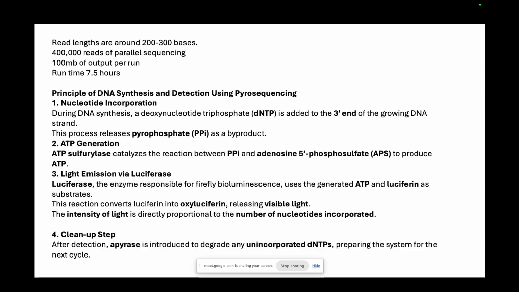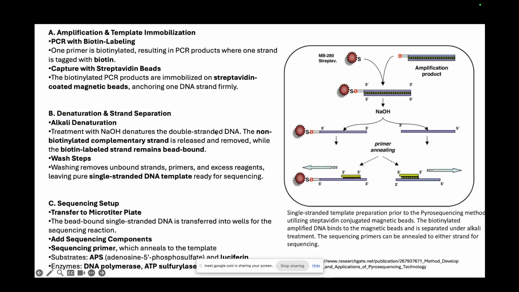So the idea is that you add a nucleotide, it releases pyrophosphate, and this pyrophosphate combines with another compound to form ATP. Luciferase in the system uses this ATP and luciferin, another substrate, to give oxyluciferin, and it releases the light which is captured. This is the general principle of how pyrosequencing works.